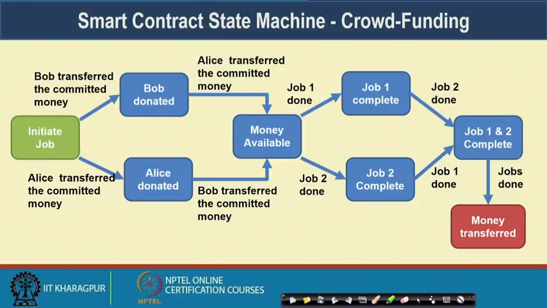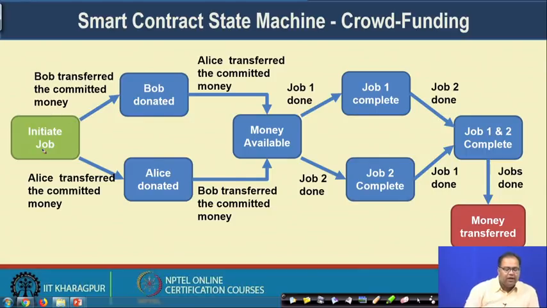Here, the system has an initiation state where some users have submitted a proposal. Once someone likes the proposal, they may transfer the money. Say Bob has transferred the committed money to the system. Then you reach a state where Bob has donated the money. Similarly, if Alice has transferred the committed money, you reach a state where Alice has donated the money.